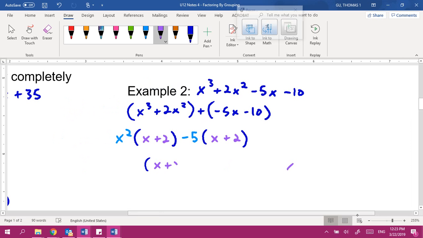Right. He's getting it. When you take out the negative 5, you have to divide both of these terms by negative 5. So if you take negative 10 divided by negative 5, that's why it's positive 2.